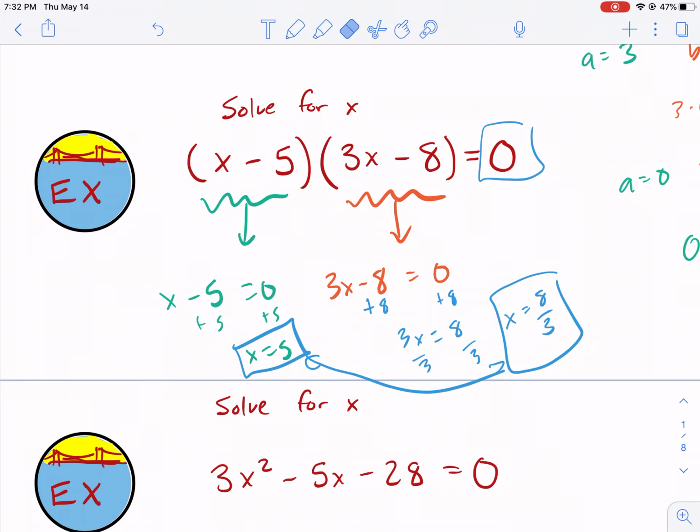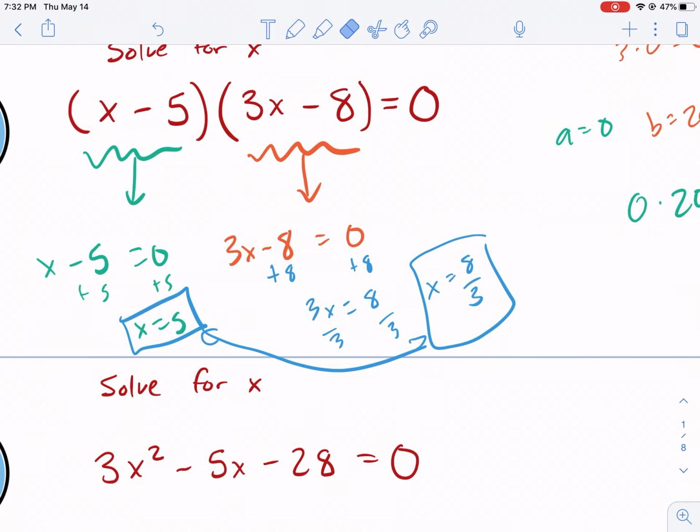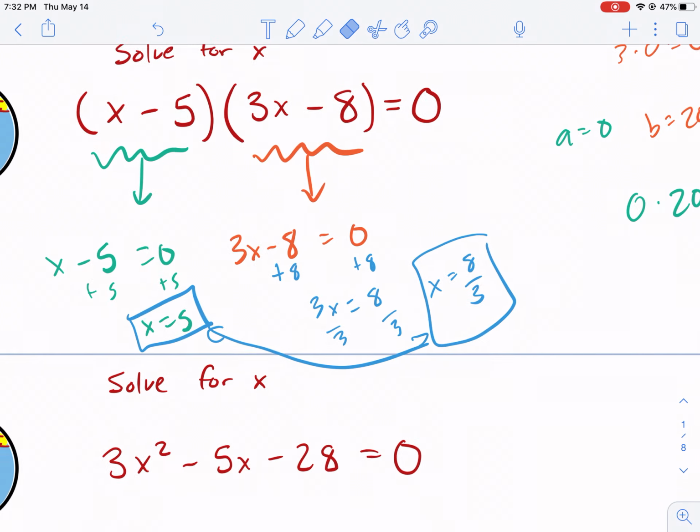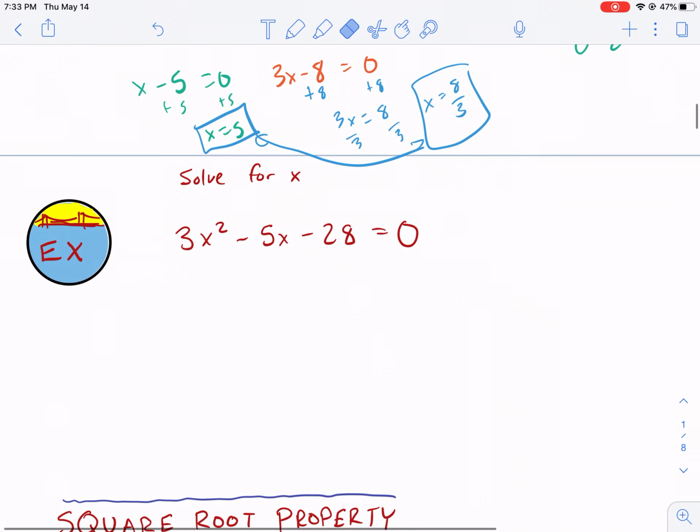One of the most surprising answers I get is, "Oh, my answer has to be wrong because I have a fraction." No, it's okay. Just because you have a fraction doesn't mean you did something wrong. Actually, in the real world, most of the time you're going to have fractions and decimals and something that's not exact. Okay, so we're going to move on to the next example.